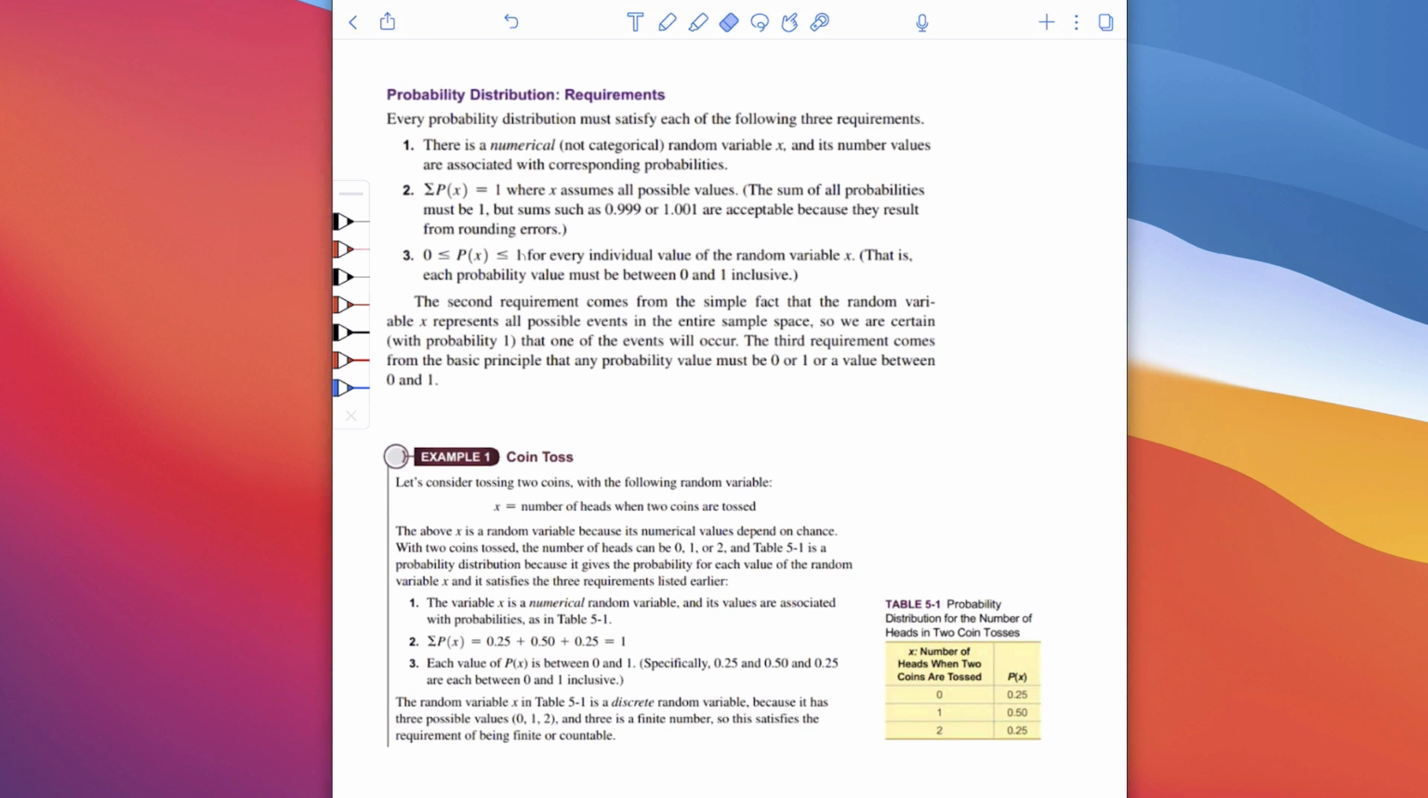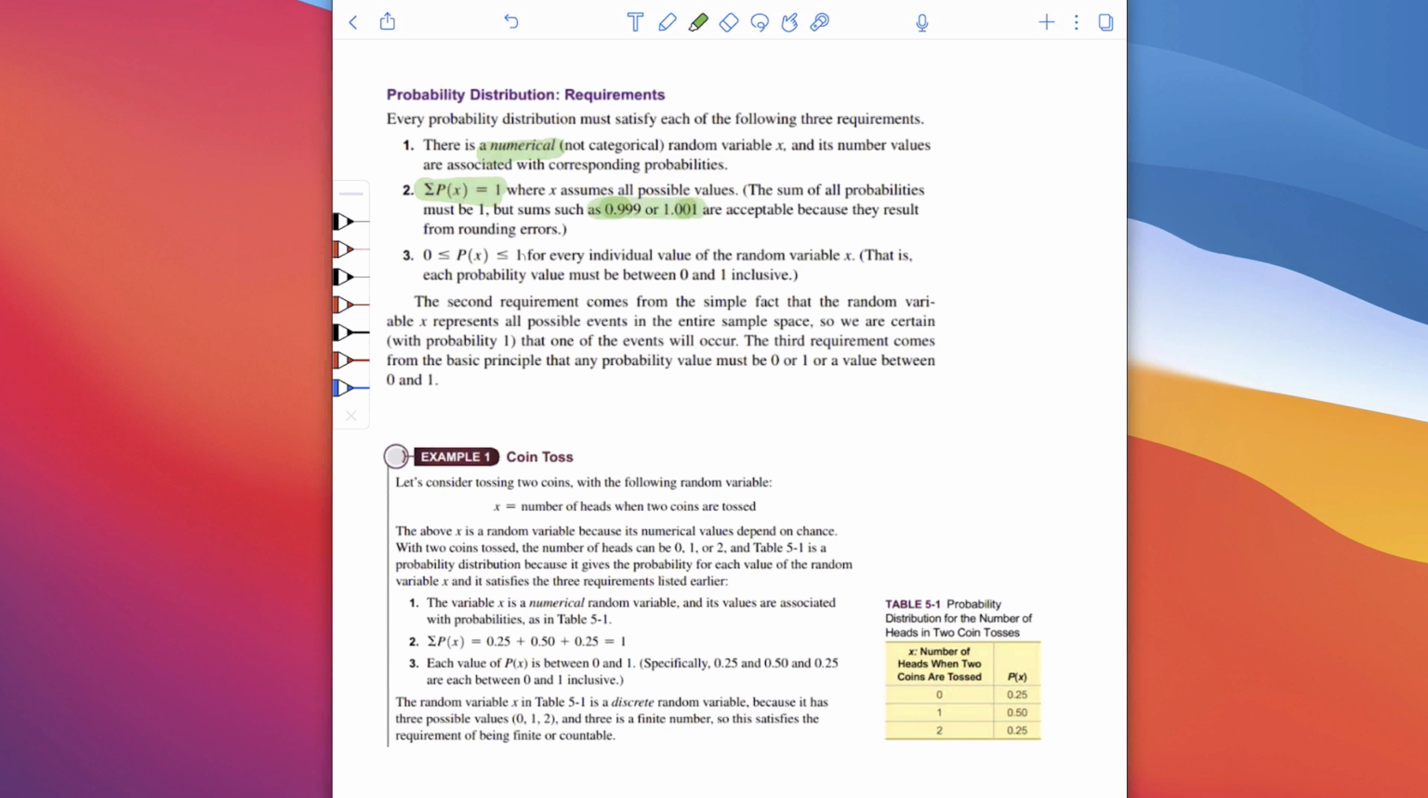To have a probability distribution, we have some requirements here. There is a numerical, not categorical, variable, and its values are associated with corresponding probabilities. So getting one of these things has to correspond to a probability. The sum of the probabilities is equal to 1. You add up all the probabilities and it equals 1.